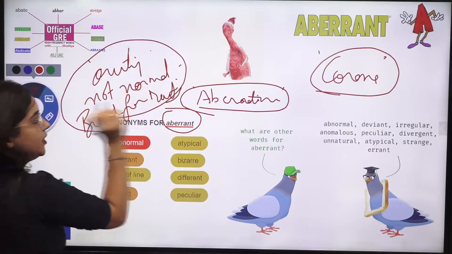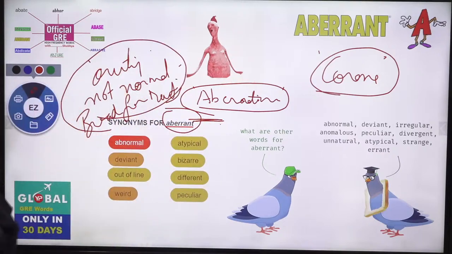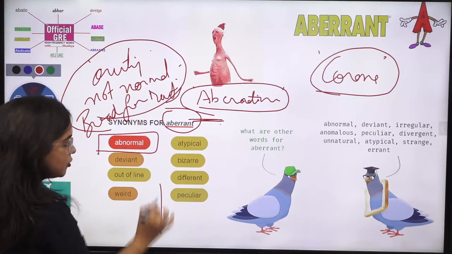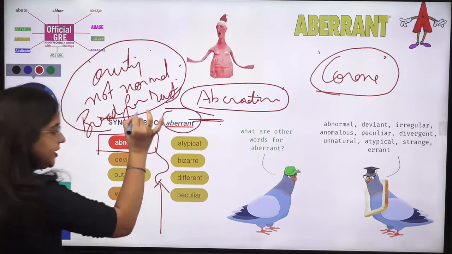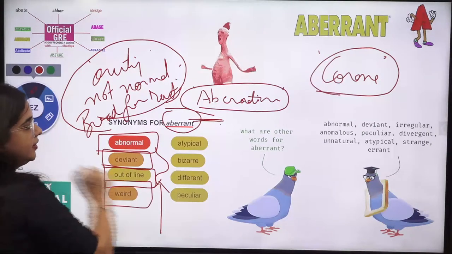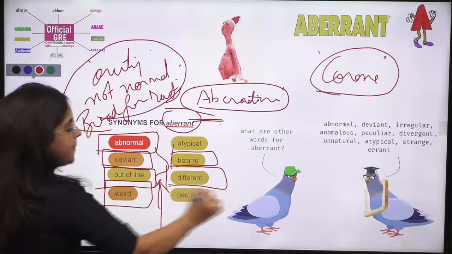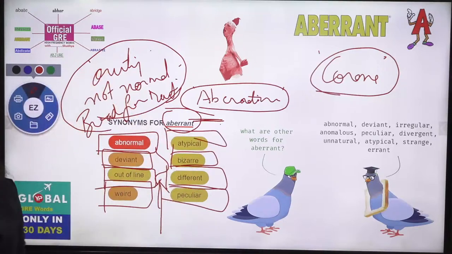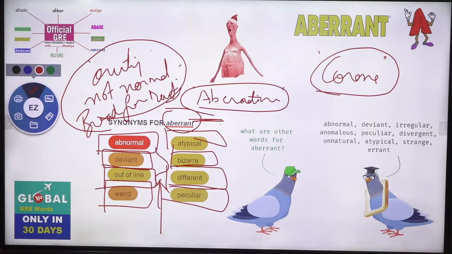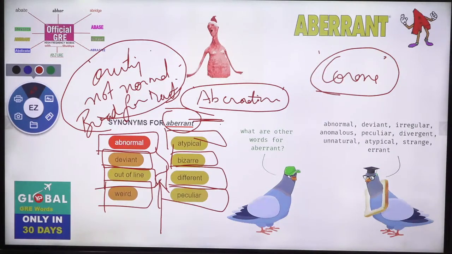Or if the single word aberrant comes to you, that is termed as something that is not normal. Deviant: suppose a line is in a straight direction and I just tilt it, that is deviant. Out of line, something weird, bizarre, different, peculiar, atypical. So aberrant will be used for things that are not considered normal right now, something that is considered different and not normal. So that is termed as your aberrant, right?